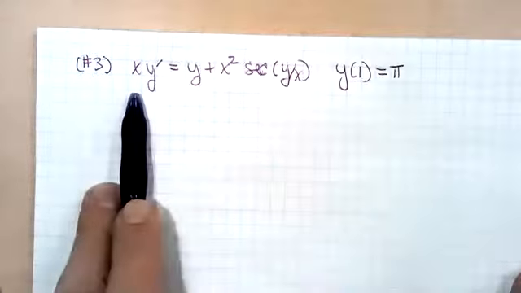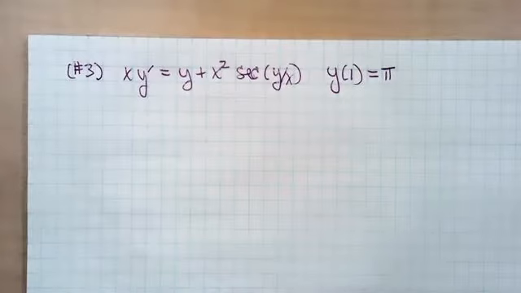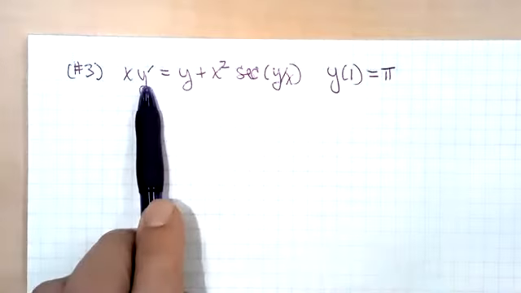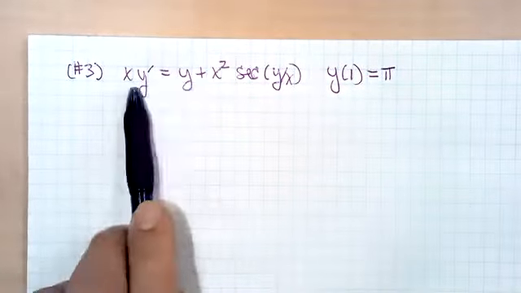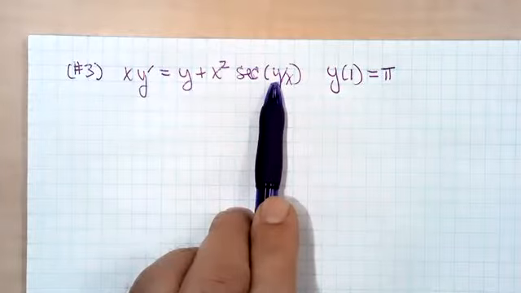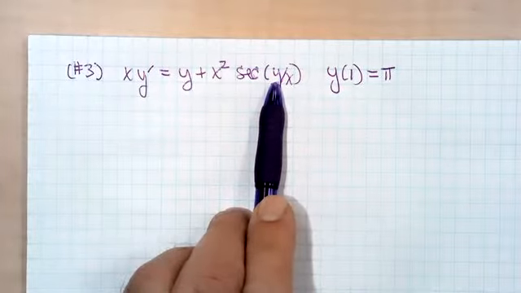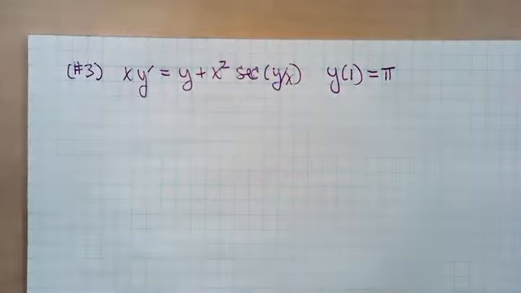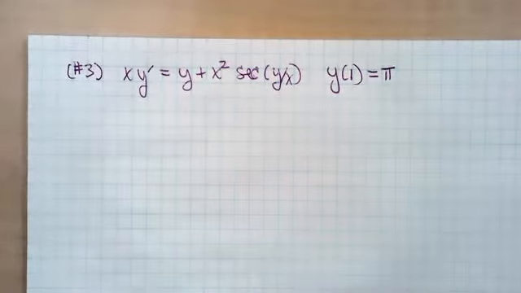Now, when you look at this though, you think, okay, what could I do to get the y's on one side and the x's on the other? This does not look very hopeful, right? I've got y prime and y out here. I've got another y inside of a secant function of all things. Oh my word, this does not look like a friendly problem.